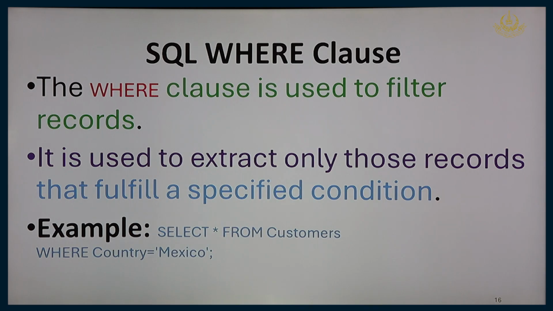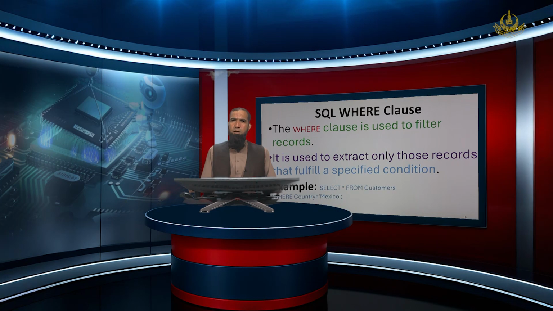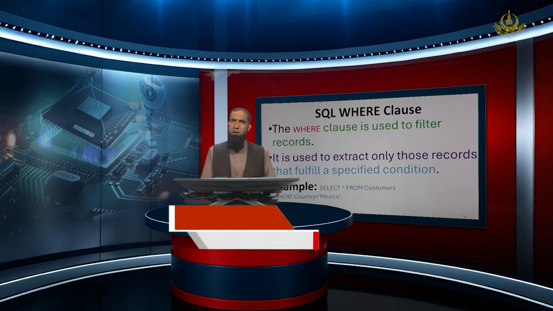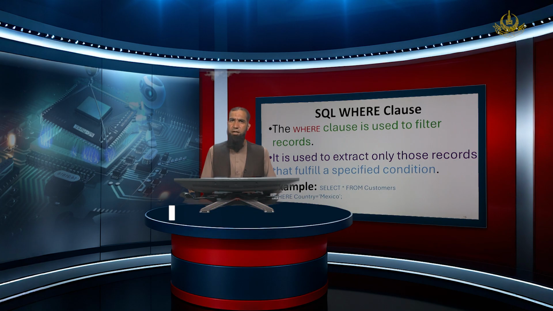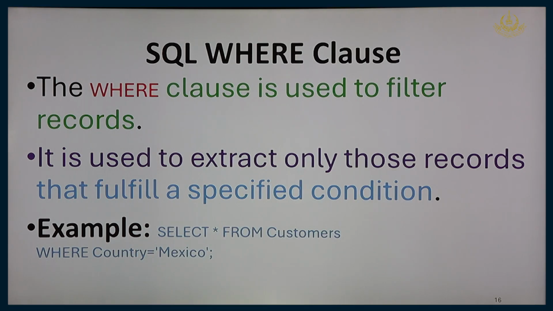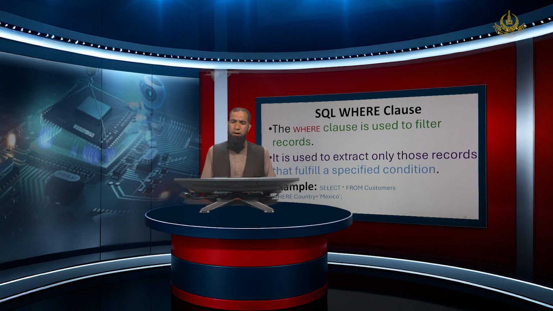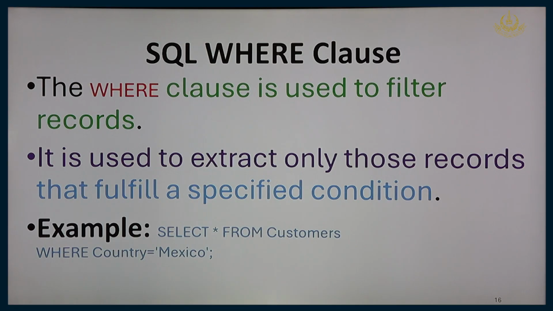So in this program we will discuss the where clause. One of the most powerful tools in SQL is the where clause. The where clause allows us to filter rows, that is, we only retrieve the data that meets specific criteria. You can use where on multiple columns. For example, in normal cases, we can use select star from customers where country is equal to Mexico.